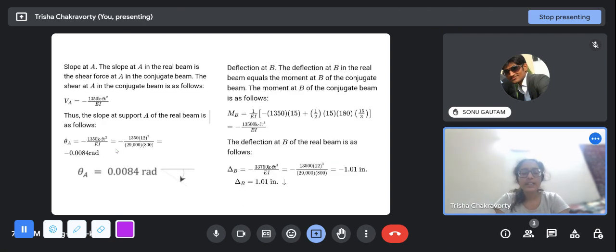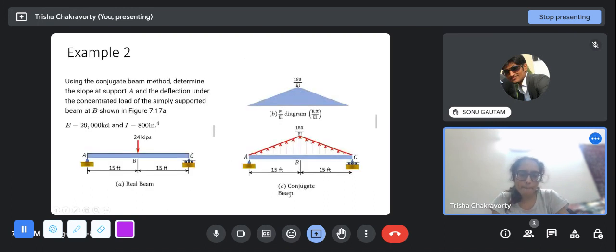And now for deflection at B, we want the bending moment of the conjugate beam at B. So for that, what do we do? At this point we need the bending moment. At this point we know the support reaction, and to find the bending moment we use the usual method.